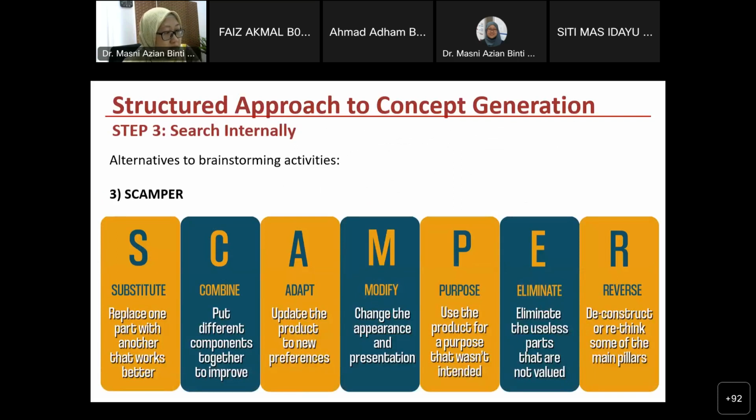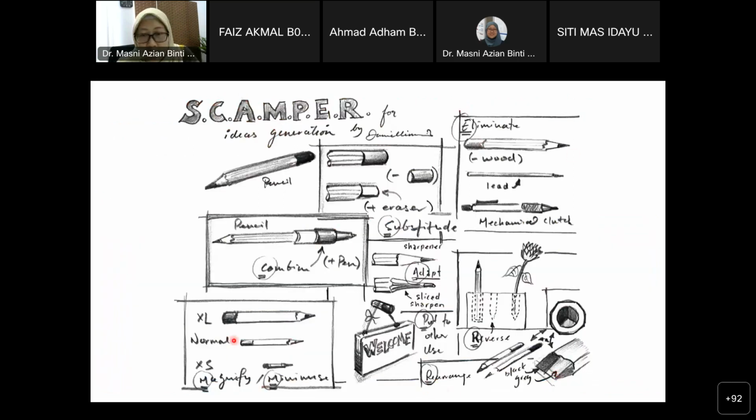Modify the appearance and the presentation. Okay, modify the appearance. So maybe the normal size is handheld. So you can modify by creating a new variant of pencil that is big, XL size. You can create a pencil that is XS size. Modify, so magnify or minimize. This is the M. They modify the profile of the pencil. So you generate multiple concepts here as well. Okay, usually when young kids are just learning to write, they would use a bigger pencil.